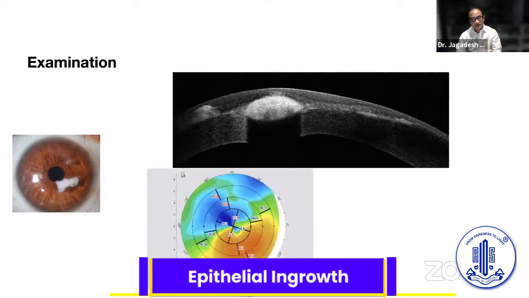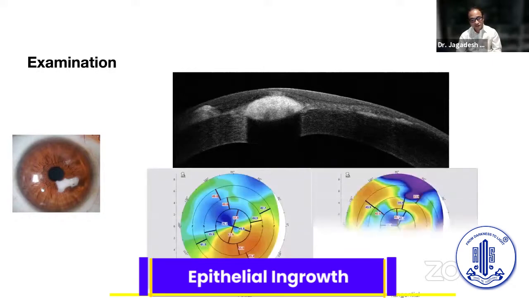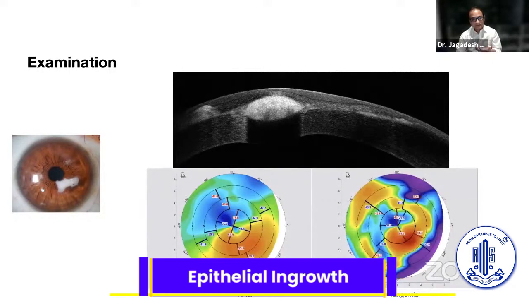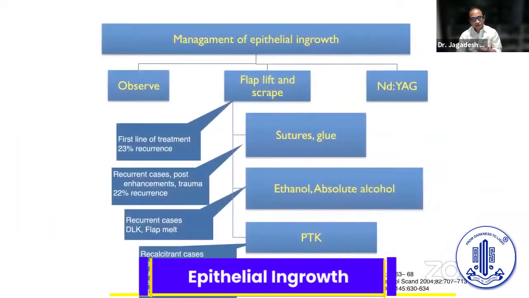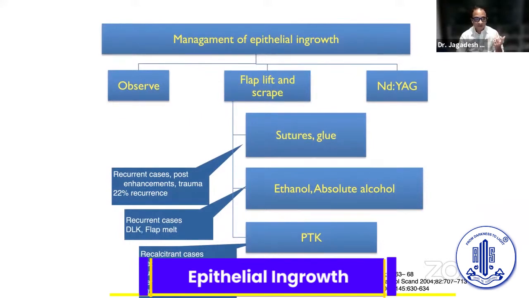You can see a lot of irregularities in the axial and the tangential map as well. So what do you do here? We've discussed this, like lift the flap and scrape. So you know that there's a significant amount of recurrences. Next is lift the flap and then put sutures and glue once you remove.